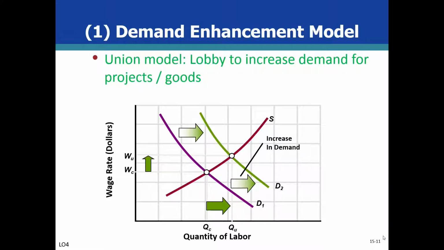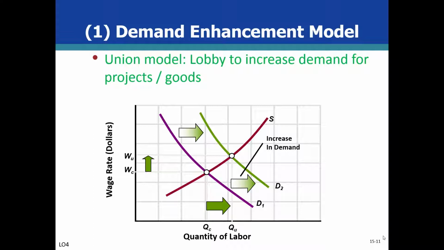Now let's look at a situation where labor has more power. The final portion of this lecture will look at three types of union models that influence wages and labor demand and supply. The first is the demand enhancement model.